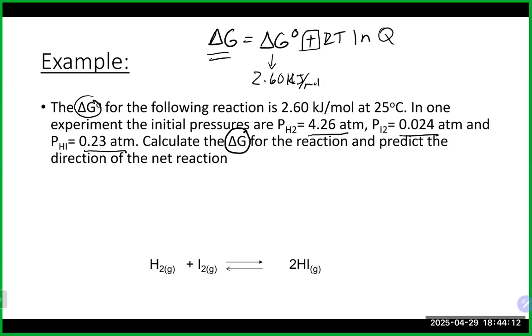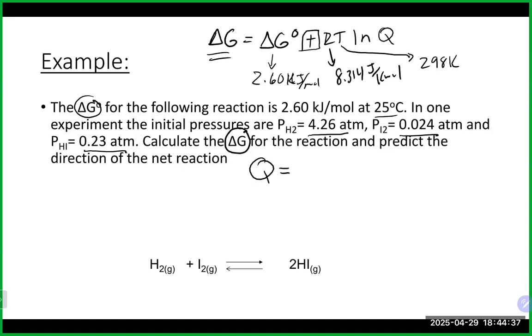All right, so we have R, which we always have, which is our 8.314 joules per Kelvin per mole. Somewhere there's a temperature. There it is, 25 degrees. So that's going to give us 298 Kelvin. We do need to calculate Q in this case. And once again, Q is calculated the same way as we do K. So that's going to be our products over our reactants.